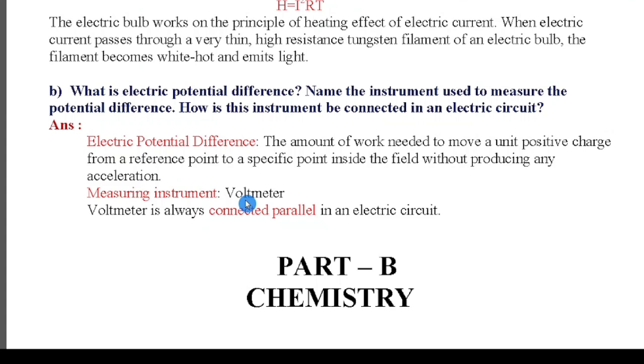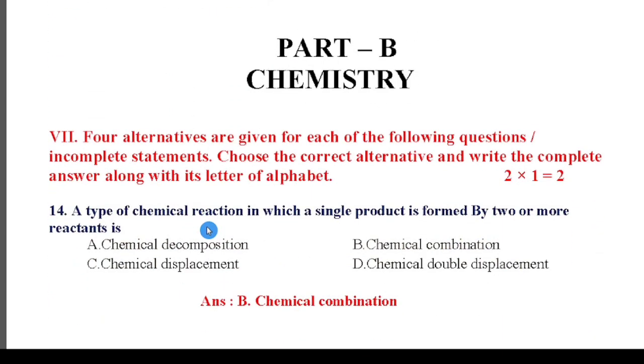By using a voltmeter we are going to measure the electric potential difference, and the voltmeter is always connected in parallel in the electric circuit. Next one is part B, chemistry.